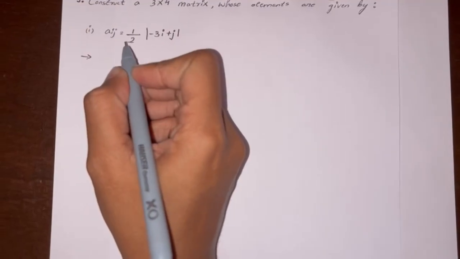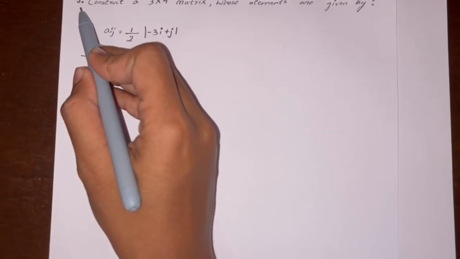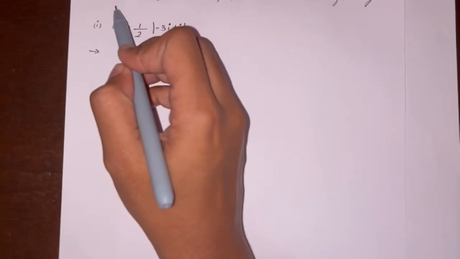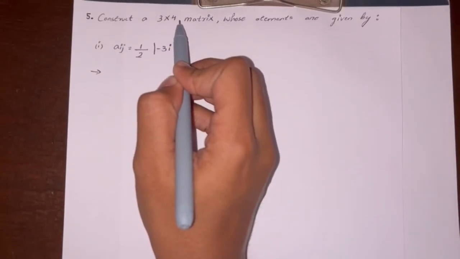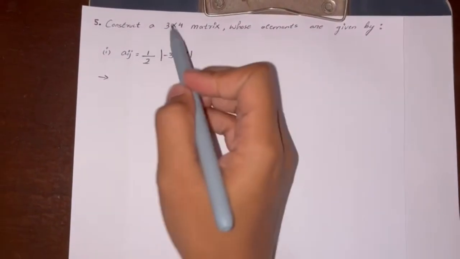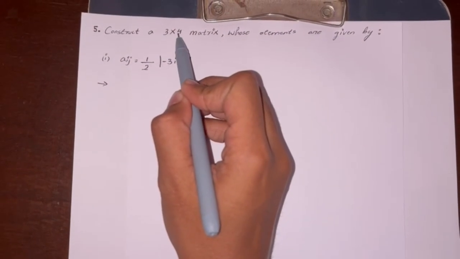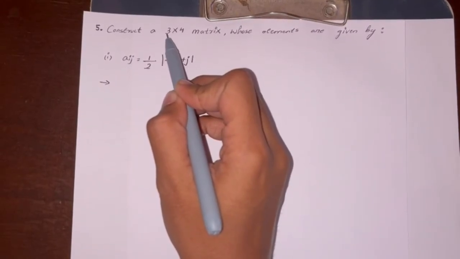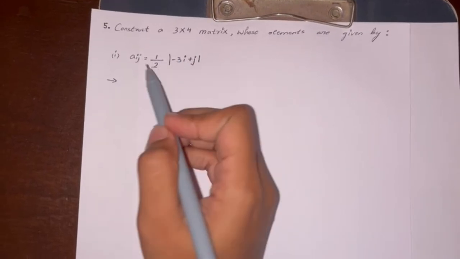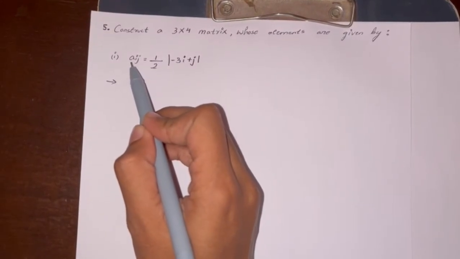So in this video, we will be solving the fifth question of our exercise 3.1. So let's do it. As the question says, construct a 3 into 4 matrix whose elements are given by. So here basically we have to construct a 3 into 4 matrix, which means there should be 3 rows and 4 columns in this matrix, and we have to find all the elements with the help of a_ij.